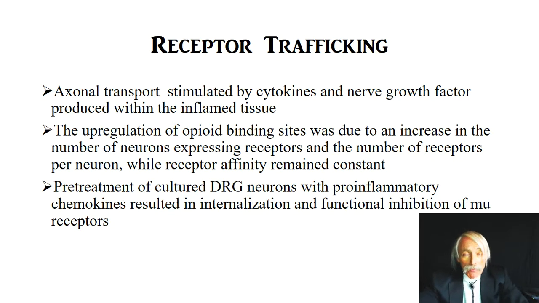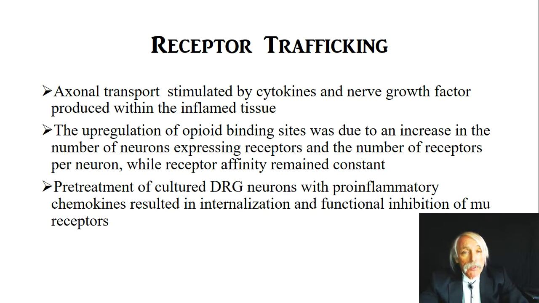Okay, now what about receptor trafficking? We talked about this last time. Axonal transport on that afferent neuron is stimulated by cytokines and nerve growth factor, and so you get that within inflamed tissue. And of course, that has to do with a frank injury, right?